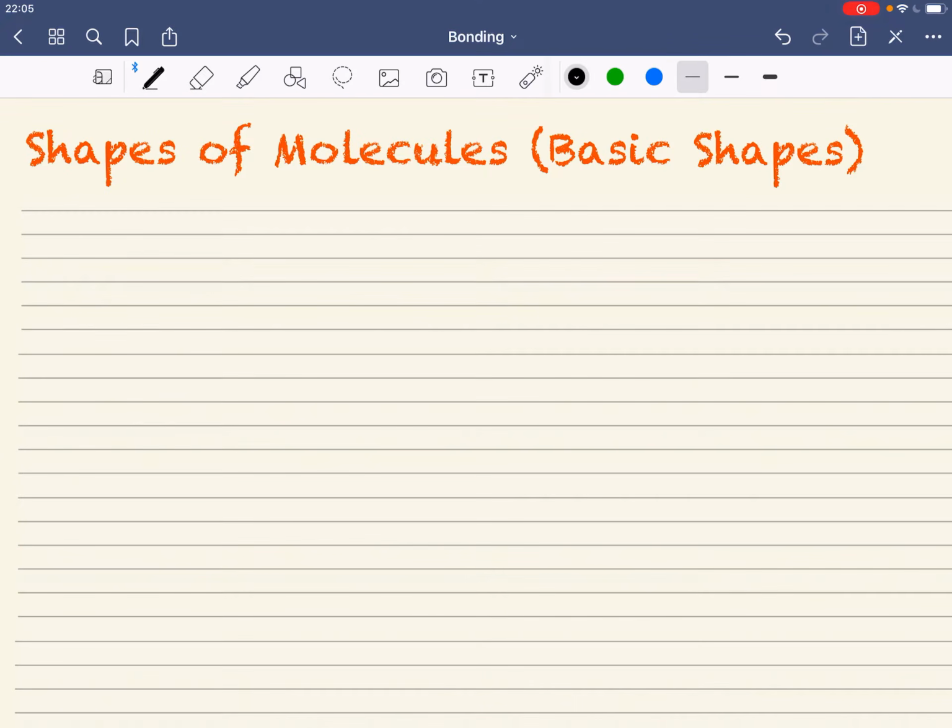Here we're going to look at the 5 basic shapes of molecules, and these basic shapes will not include any lone pairs. It's absolutely vital that you remember these 5 basic shapes. You need to remember how to draw them, you need to remember the names of them, and you need to remember the bond angles. So there's no excuse, you have to remember these 5 basic shapes.